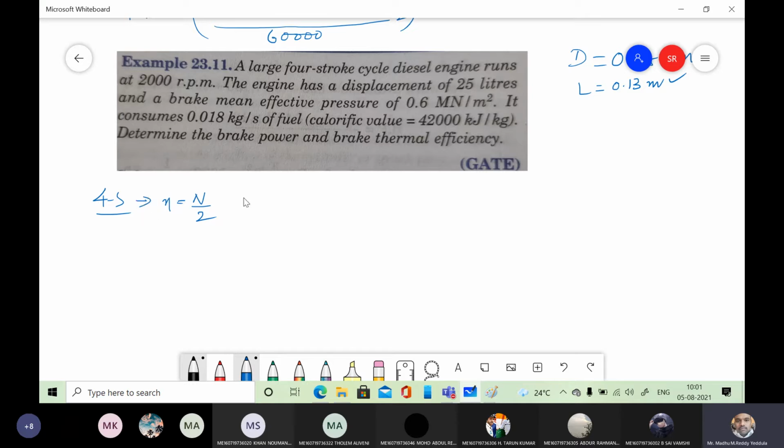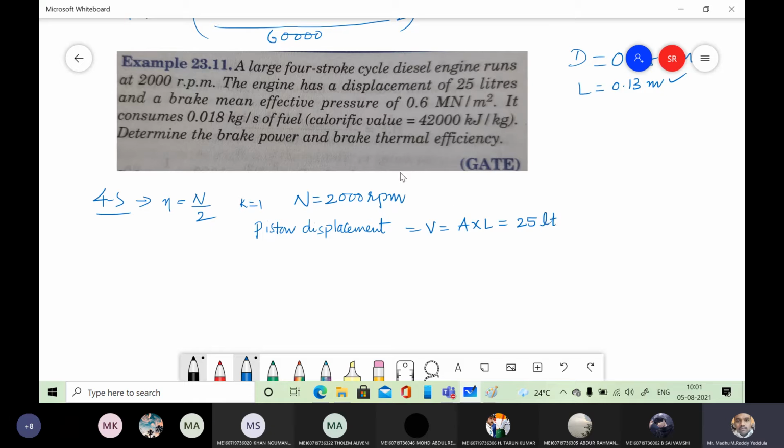Okay, and it did not specify the number of cylinders, so by default K is equal to 1, and it is running at 2000 RPM. N is equal to 2000 RPM. Agree? And the engine has a displacement of 25 liters. What is displacement? Area into length, that is the volume. Piston displacement is equal to volume, that is area multiplied by length, which is 25 liters.